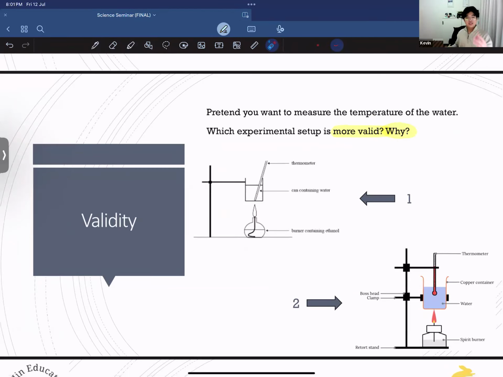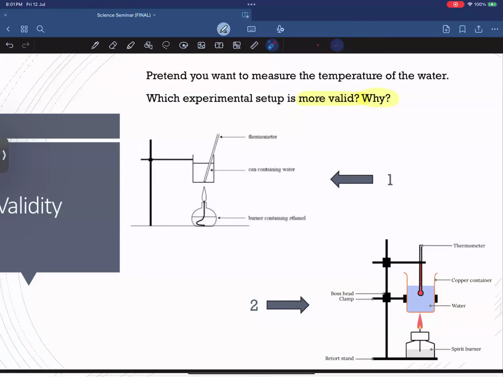So which one is better, number 1 or number 2? Which one's more valid? All right, so Lucas, you got your hand up first. Number 2 is more valid because one, the thermometer is held at a consistent distance, and also the burner is more consistent than the burner containing ethanol because it can flare up at random times, which would cause spikes. Okay, so I mean that's pretty decent, but there was one other thing that I was thinking about.